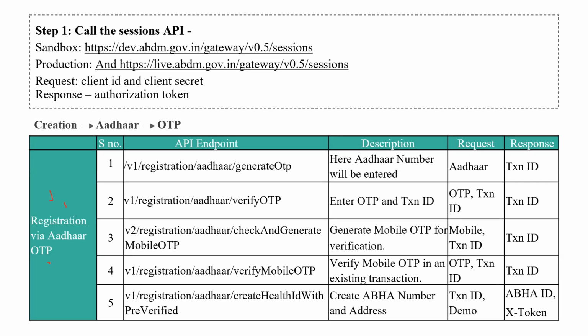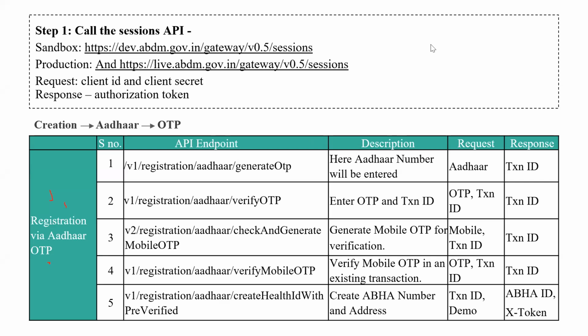Hello, sir. Sumit here. I have a doubt in the third API, check and generate mobile OTP. In the request, do we have to pass the mobile number in encrypted form? Yes. I would tell you the difference here. We have two sets of APIs, V1 and V2. Both sets of APIs can be used. Some partners are using V1 APIs, some partners are using V2 APIs, and some partners are using a combination of both V1 and V2. So that is fine. You can use any of the two APIs.